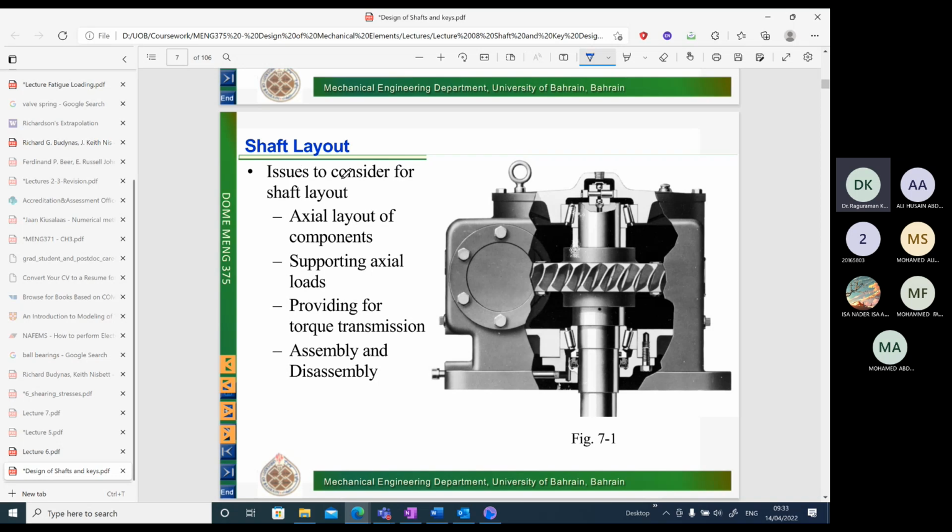So what are the issues to consider for the shaft layout: axial layout of components, supporting axial loads, providing torque transmission, assembly and disassembly. Depending upon whether your shaft is horizontal or vertical, if you have the vertical position of the shaft, then definitely you will have an axial load. If there is axial load, then it leads to slight complications in the calculations. Otherwise, you will usually have a radial load. For example, this gear will lead to loads in the transverse direction, depending upon where the gear is in contact with another gear.